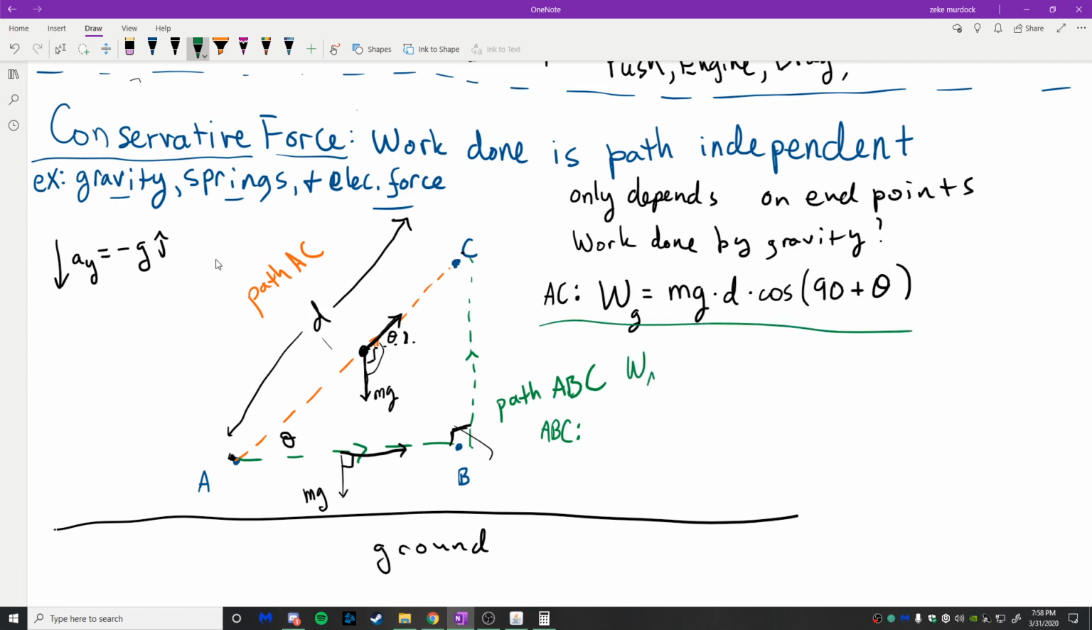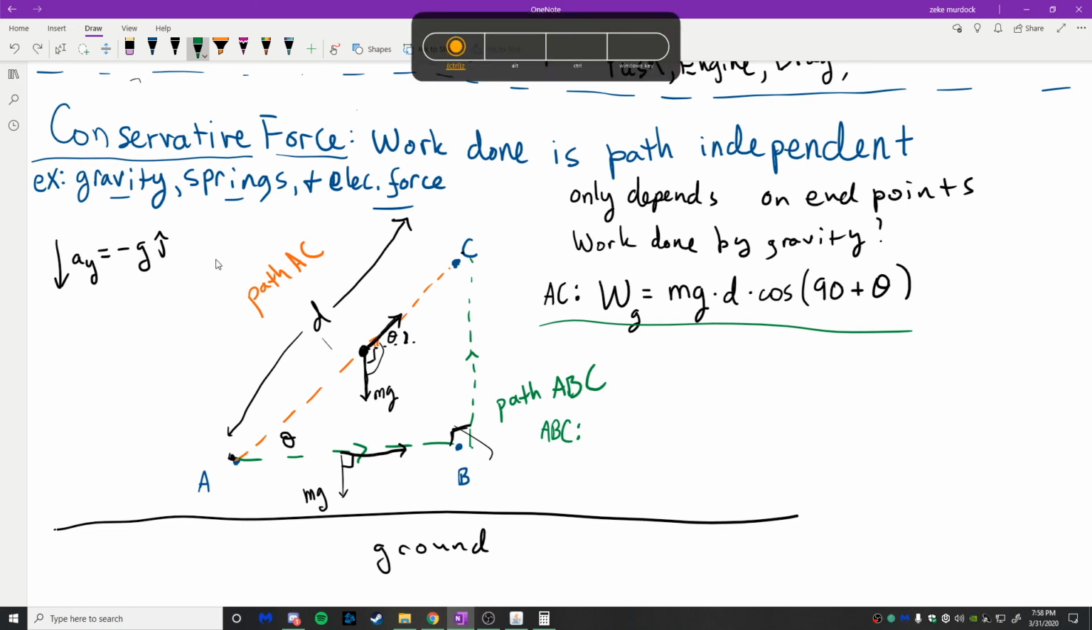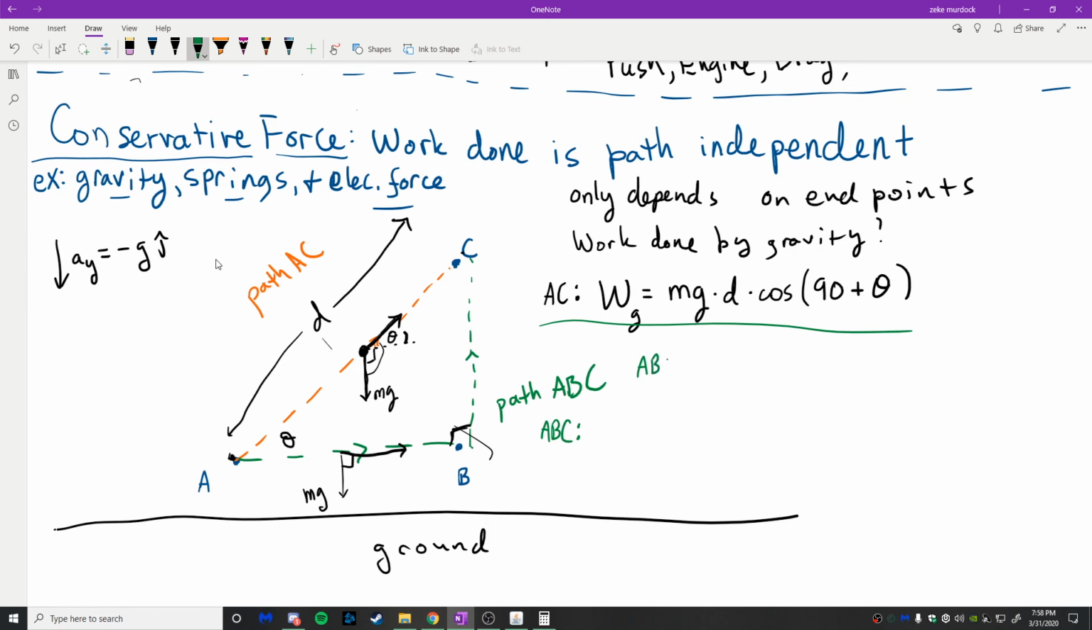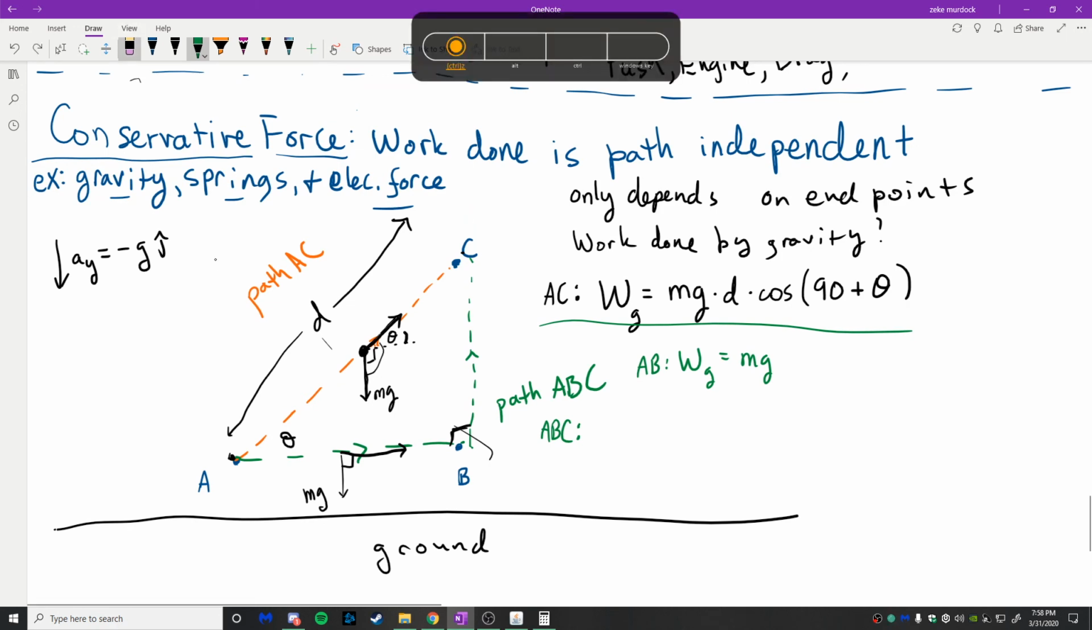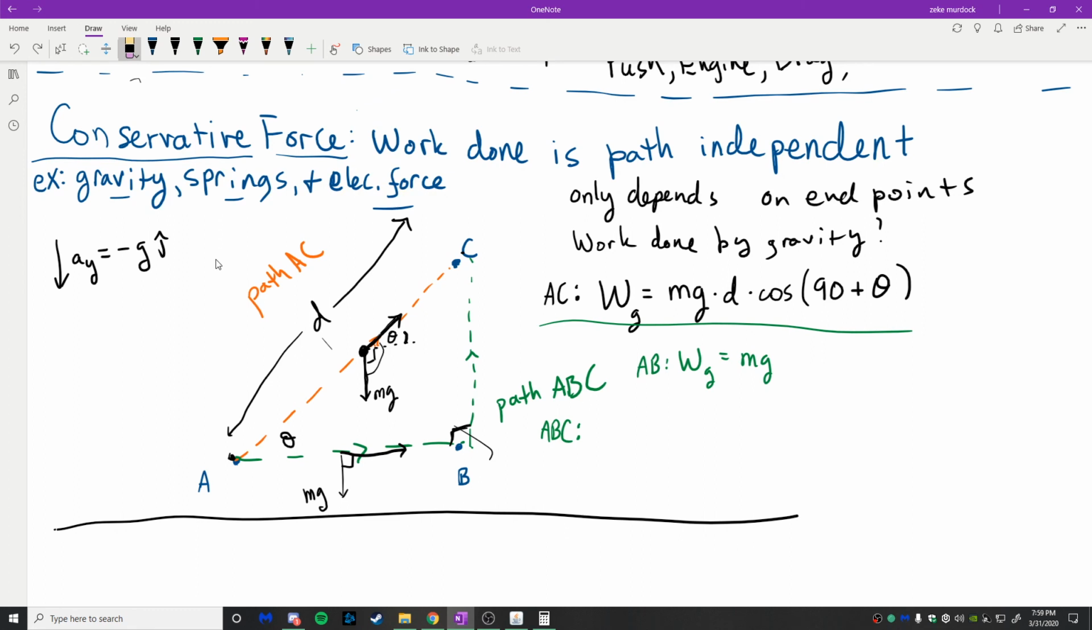The work done along section AB. Now, it's still the work done by gravity, so I need to be more clear about this. I'm going to say along AB, the work done by gravity is going to be equal to mg multiplied by the distance between these two points. And here I would say that distance is going to be, let's erase this real quick, the distance from here to there is going to be d cos theta. And we can say the same thing over here, that this distance is d sine theta.